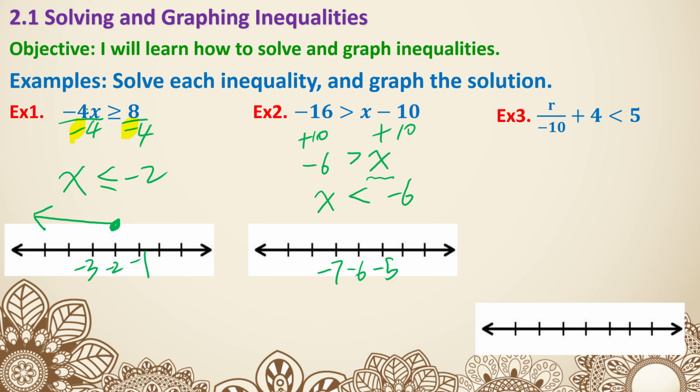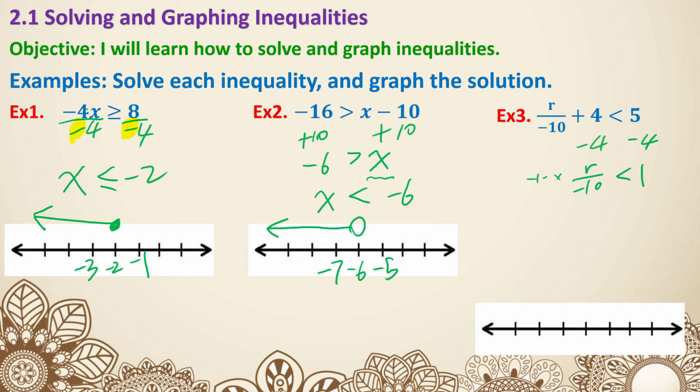Since it doesn't have an equal sign, it's going to be a donut pointing to the left. That's example 2. Number 3, I want you to pause here and try it for yourself first. Now that you have tried it, if you chose to subtract from first, that's totally fine. You're going to get r over -10 is less than 1.